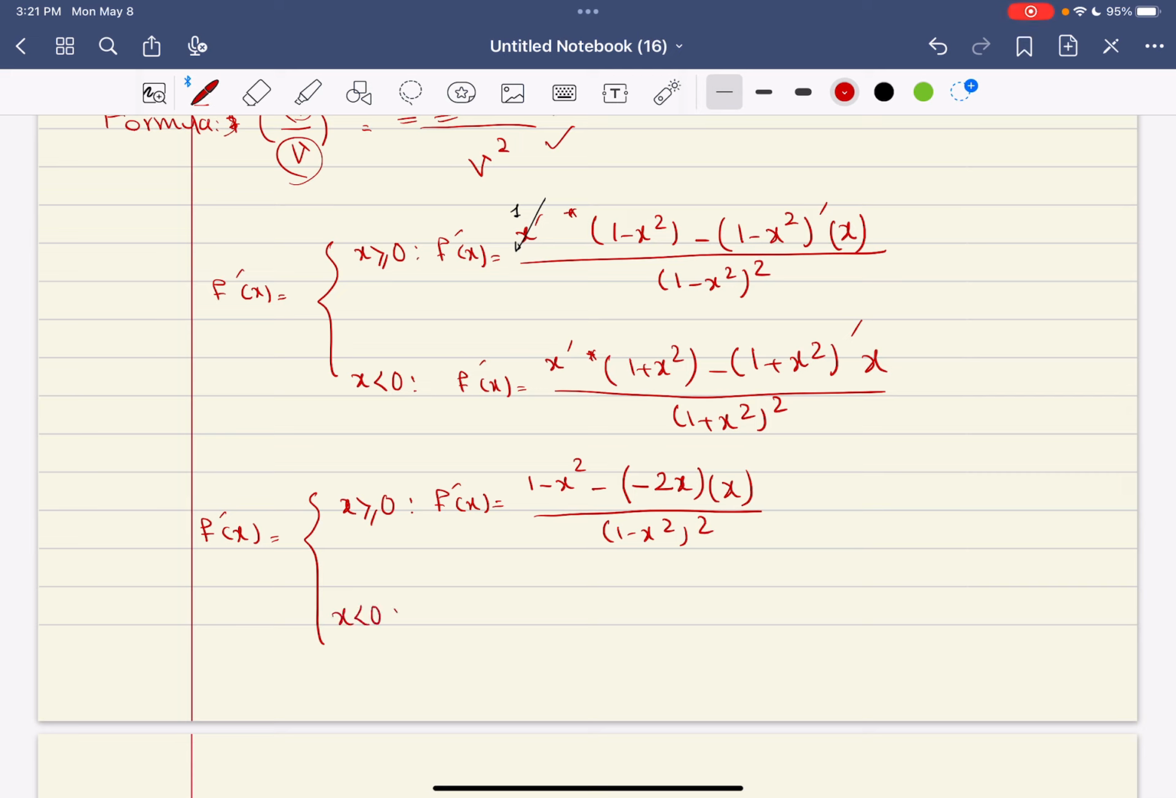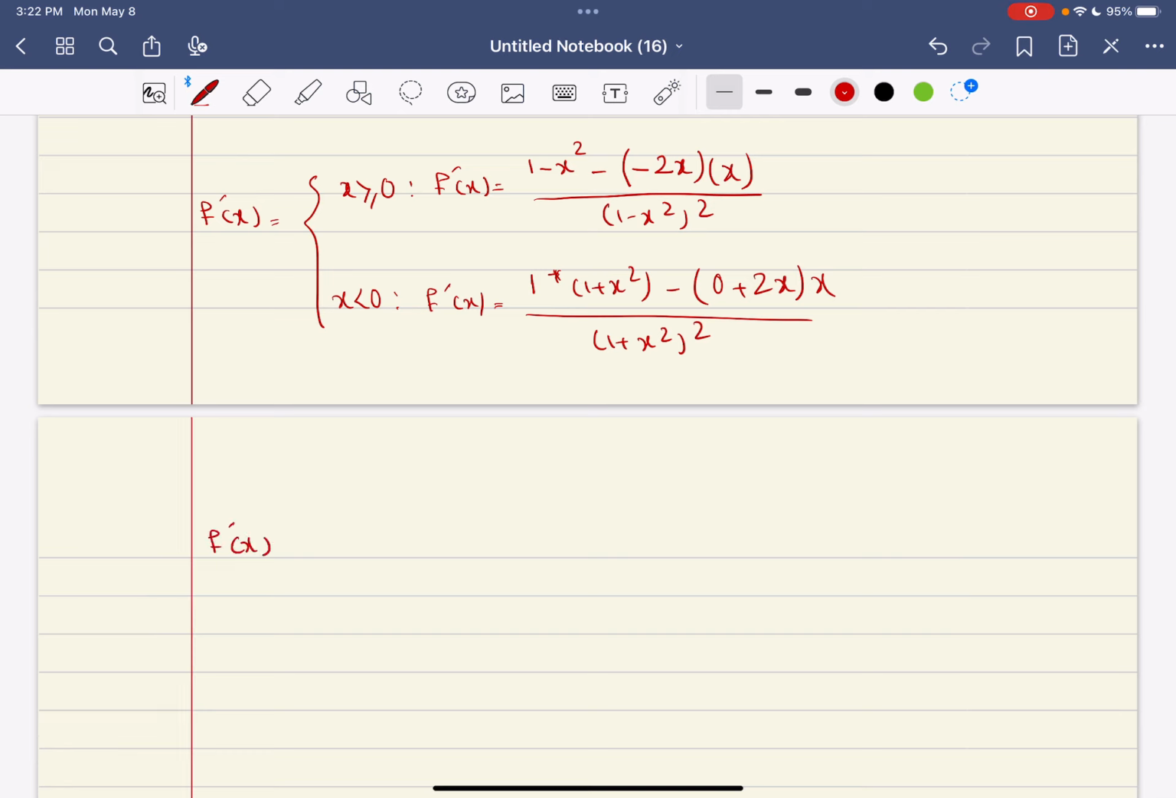For x less than 0, the f prime x would be equal to, x prime is 1, 1 plus x to the power of 2 prime. The derivative of a constant is 0, and the derivative of x to the power of 2 is 2x. So let's go ahead: 1 times 1 plus x to the power of 2 minus 0 plus 2x times x over 1 plus x to the power of 2 to the power of 2.